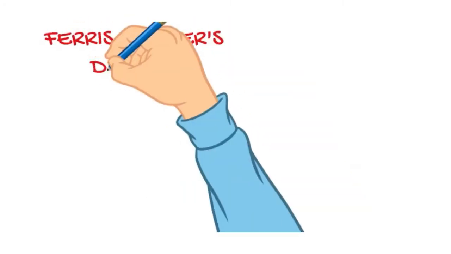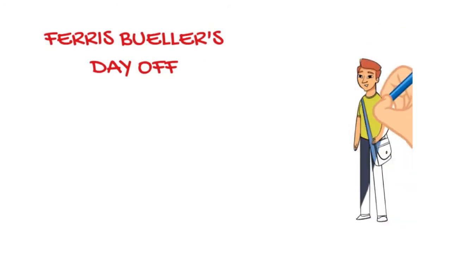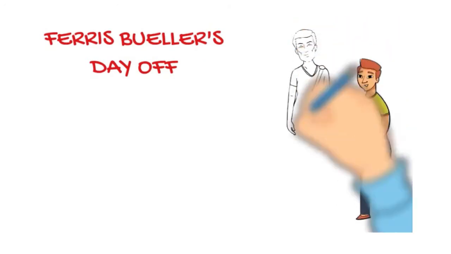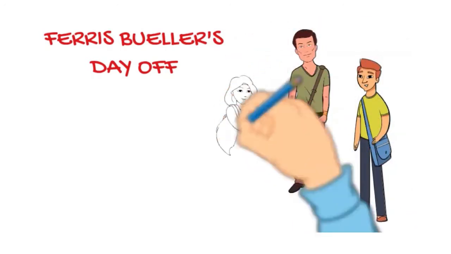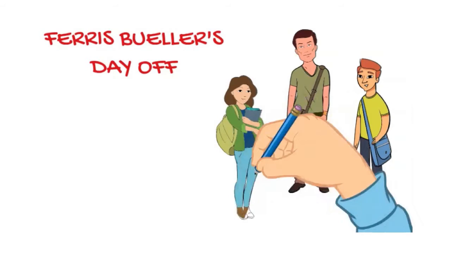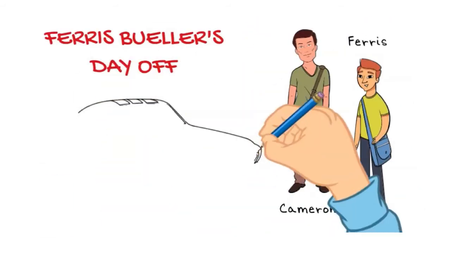One of my favorite movies of all time is Ferris Bueller's Day Off. It's about three high school students who skip school for a day full of adventures. The main characters are Ferris, his best friend Cameron, and his girlfriend Sloane. This part of the story, though, doesn't have much to do with Sloane, so bye bye, Sloane.